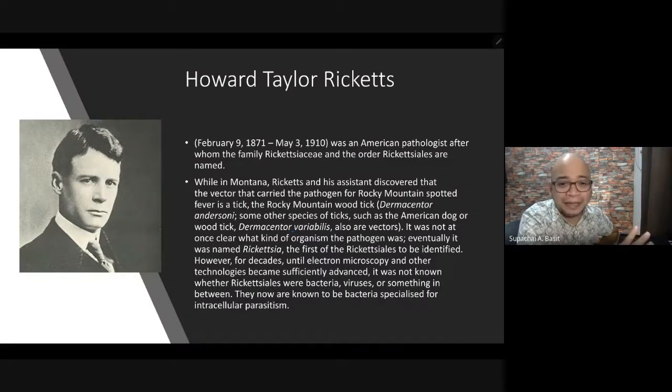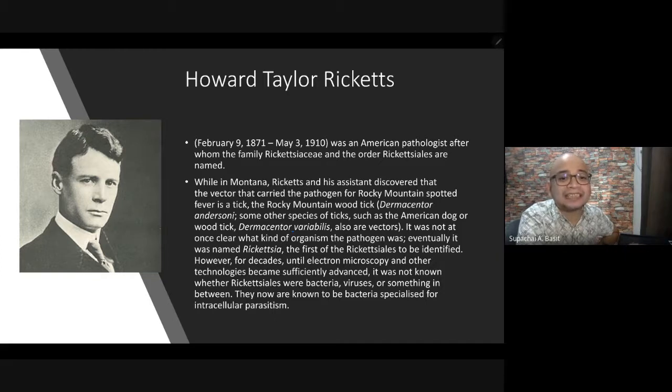Okay, so imagine these ticks, though they infest dogs, are also capable of infecting humans with the microorganisms that they're carrying. And that's the reason why if we clean our pets, we are also protecting ourselves in some way. So it was not at first clear what kind of organism the pathogen was. Eventually, it was named Rickettsia, the first of the Rickettsiales to be identified.